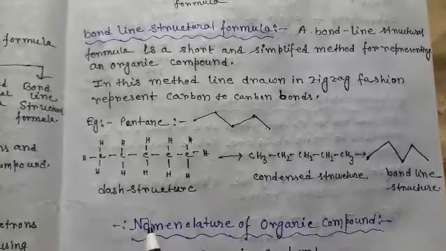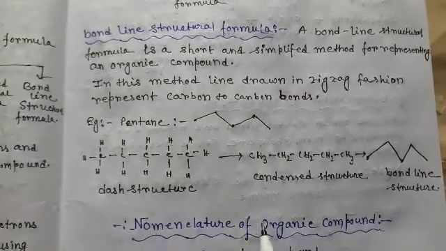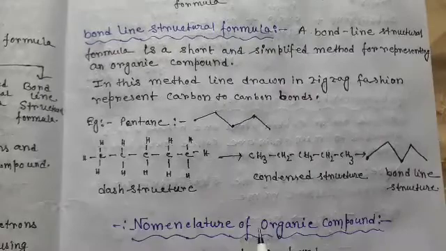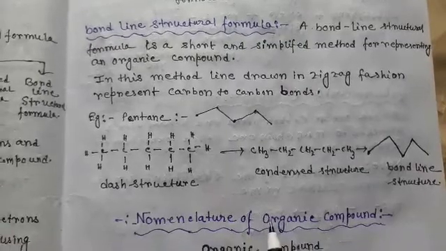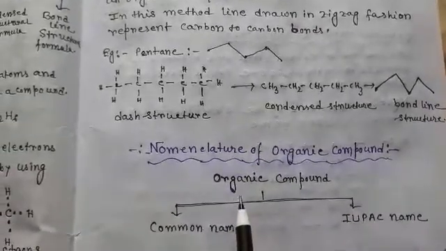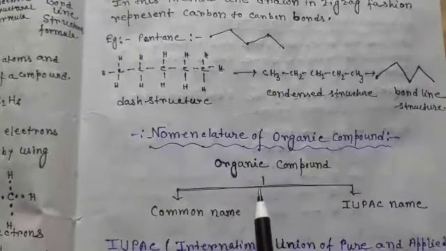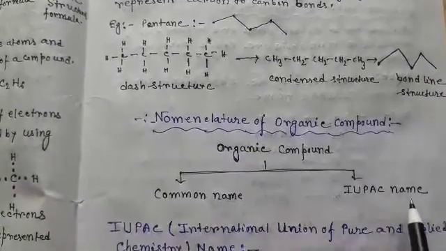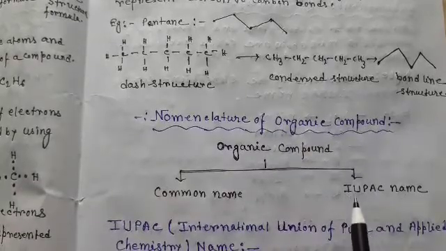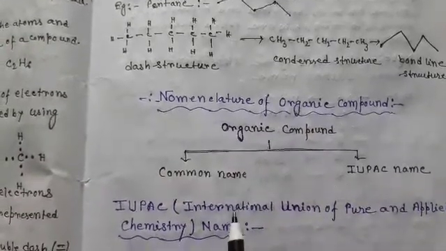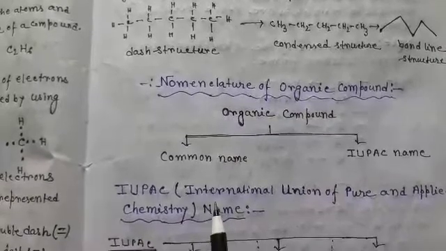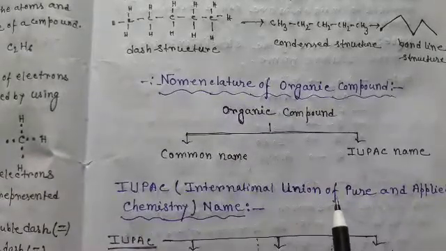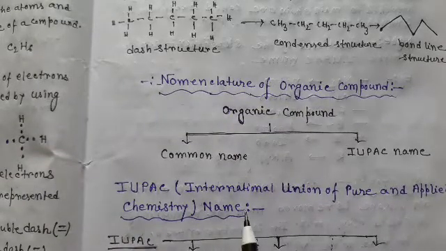Next, we are going to discuss the nomenclature of organic compounds. Nomenclature of organic compounds means naming of organic compounds. Here, naming of organic compounds is done in two ways: one is the common name, another is the IUPAC name. Today's discussion is on the IUPAC name. What is the IUPAC name? IUPAC name means International Union of Pure and Applied Chemistry name.